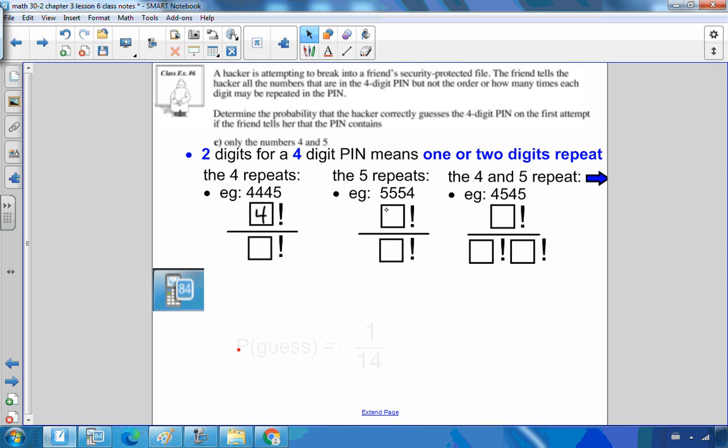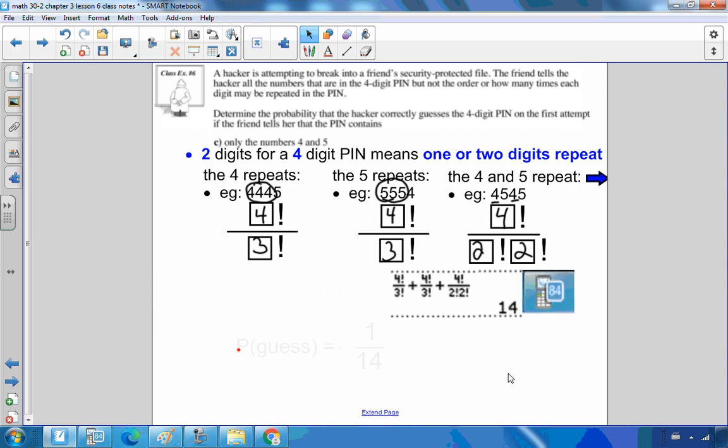So in each scenario, I still have 4 digits I'm arranging, so 4 factorial. In this case, where the 4 is repeating, I have 3 of them, so 3 factorial. In this case, I have the 3 5s, so divide by the 3 factorial ways of arranging the 5s. In this case, the 4 repeats 2 times, and the 5 repeats 2 times. Those are just examples to help illustrate. These are all cases, so I would add these up together to figure out the total number of possibilities. The total number of possibilities is 14, so the chance of the hacker guessing is 1 in 14.